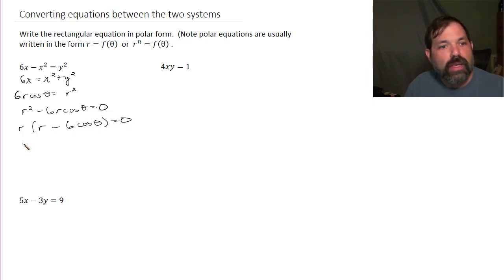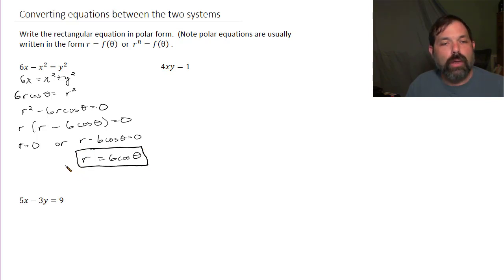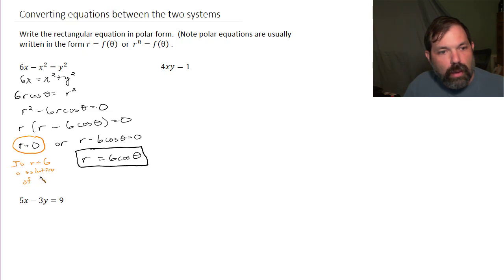So then this implies that r equals 0, or r minus 6 cosine theta equals 0, and that second equation says that r equals 6 cosine theta. Now, what we usually do then is we report this as the solution, as the equation in polar form. And we throw away the r equals 0. We don't really throw it away, but we make sure, in this situation, we check, is r equals 0 a solution of the other equation?